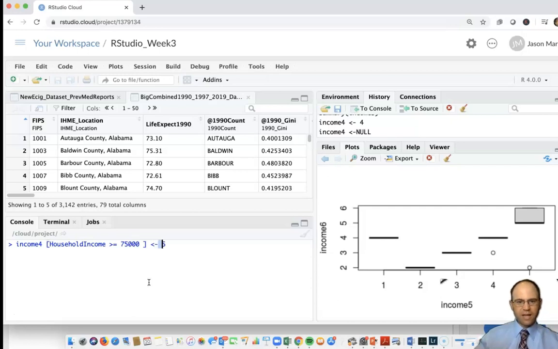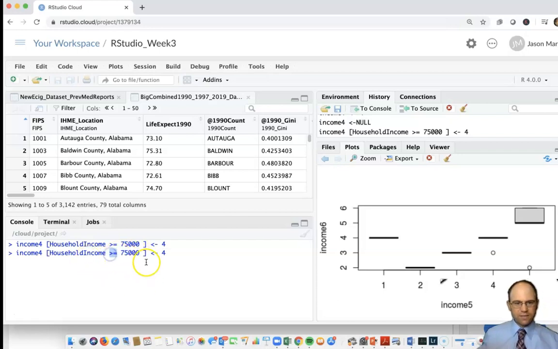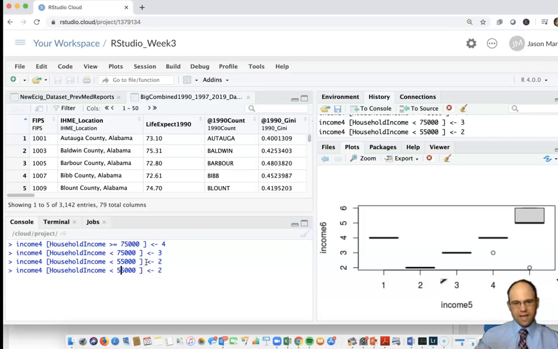I'm going to say income four, with the highest category being four, if they make over $75,000. All right, and then next, if it's less than or equal to $75,000, or not less than or equal to, just less than, because they have to be exclusive, that will become three. And then if the income is less than, we'll cut this down to $55,000, we'll call that two. And if it's less than $35,000, we'll call that category one.